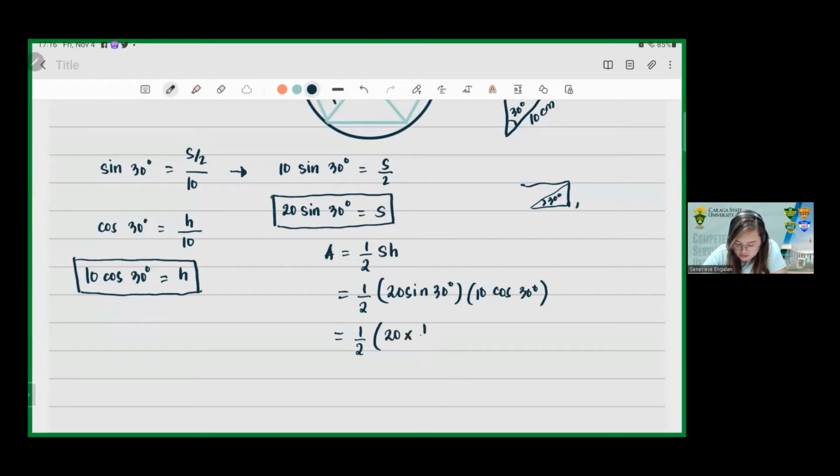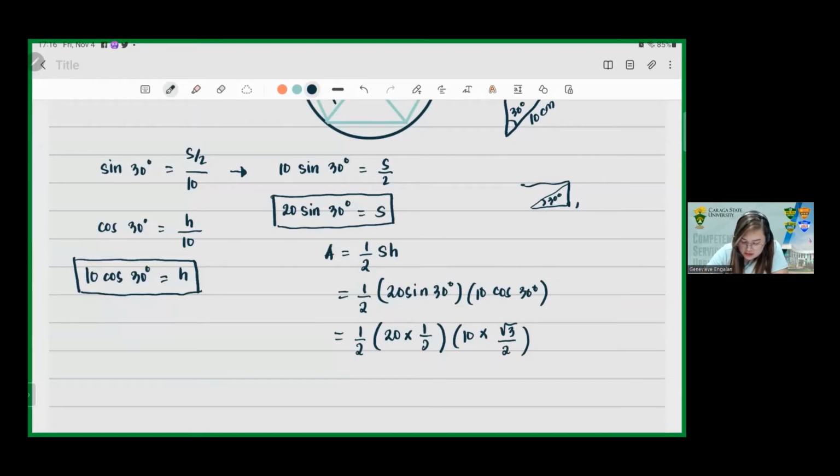Times 1/2. Ang cosine sa 30 is, ano may cosine sa 30? Square root of 3 over 2. Okay, square root of 3 over 2. So, ato nang i-cancel.